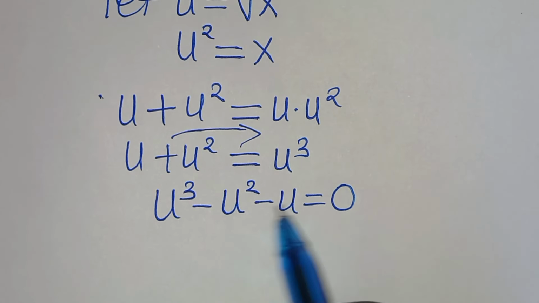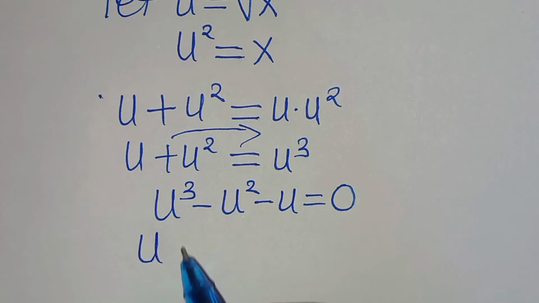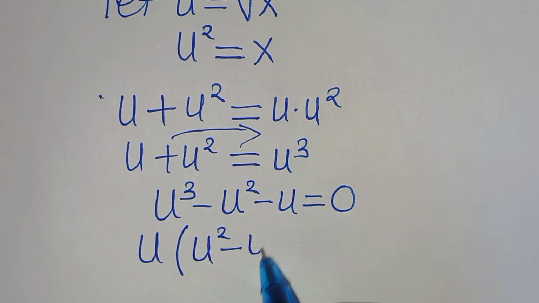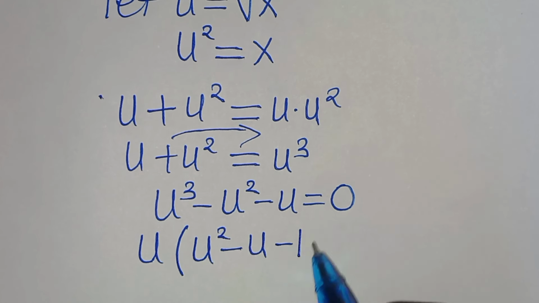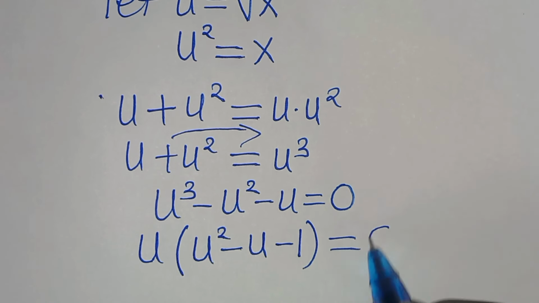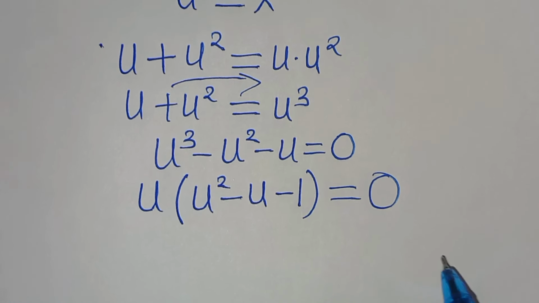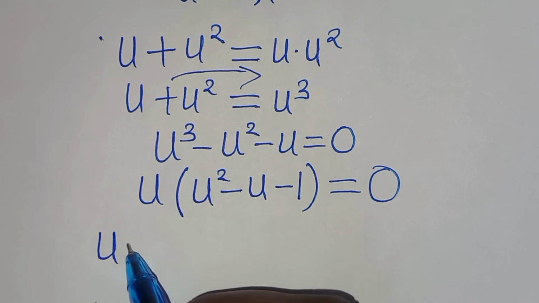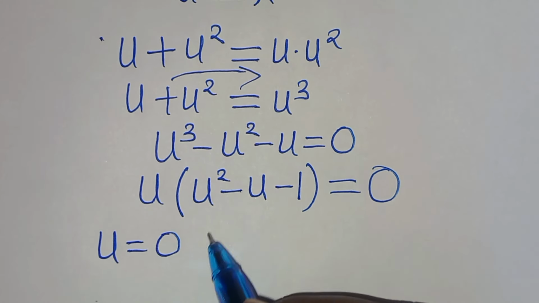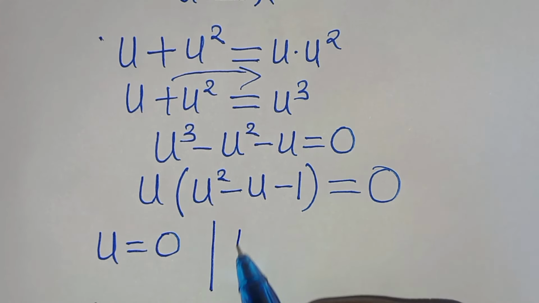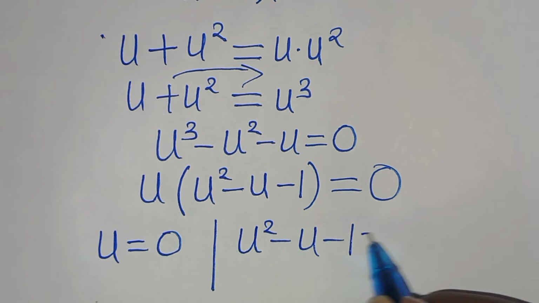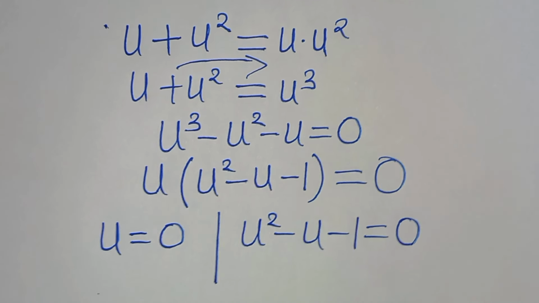Since u is common here, we can factor out u, so that in the parentheses we have u to the power of 2 minus u minus 1. This is equal to 0. So this implies that we have two parts here. We have that u is equal to 0 as the first part. The second part is u to the power of 2 minus u minus 1 equal to 0.